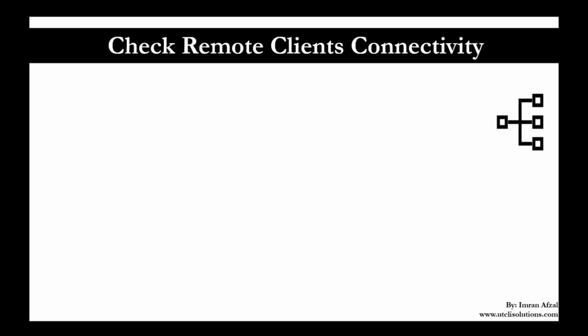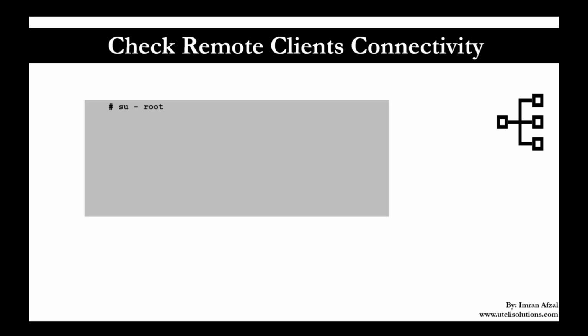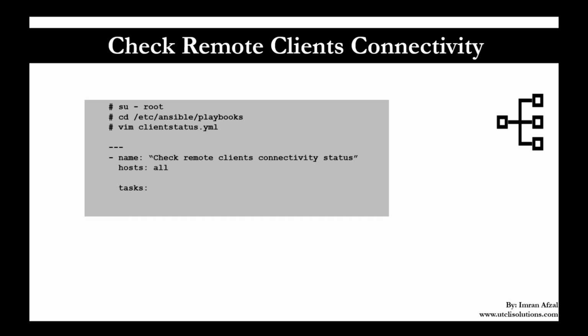Previously, we created a playbook to check the connectivity of your local host, or the host where we were running the Ansible software. Now we will do the exact same thing, except we will check the connectivity of our remote client, or anything that is inside of our host file, the inventory list. All right, so it's just that simple. We'll become root, go to our Ansible playbooks, and we will create a new YAML file, client status.